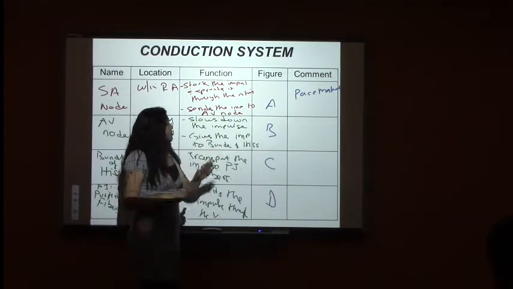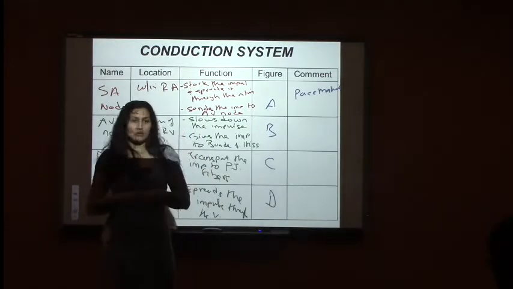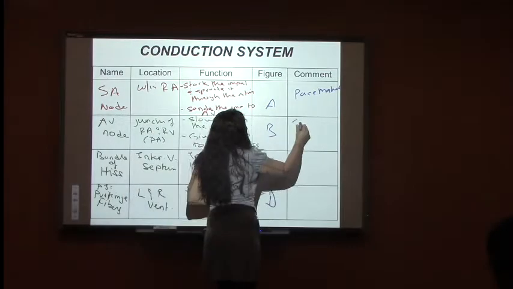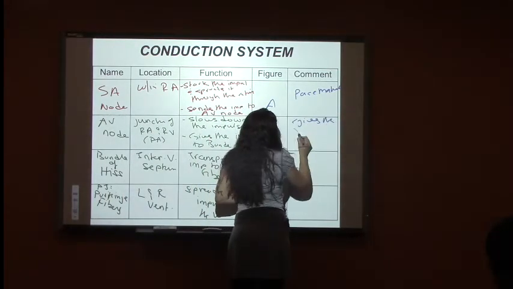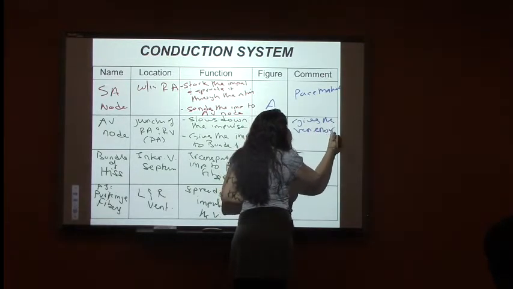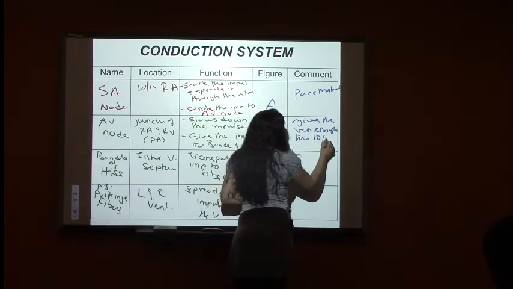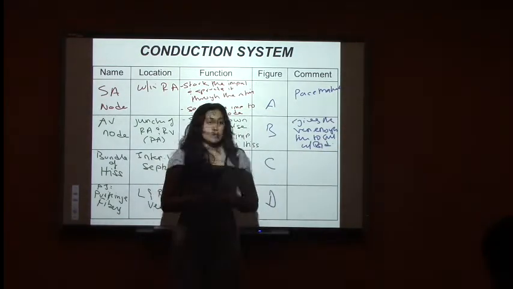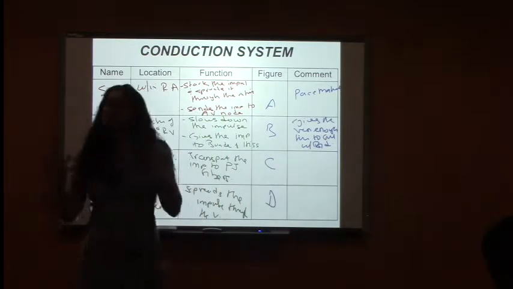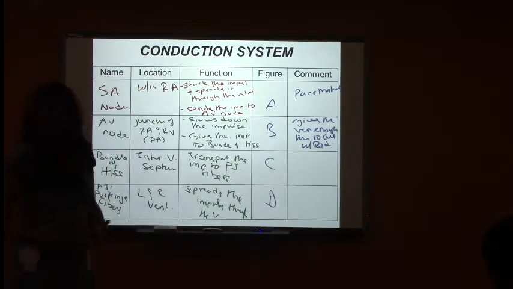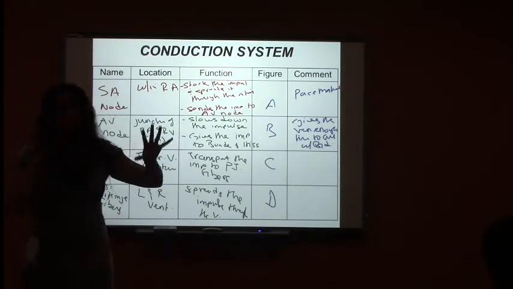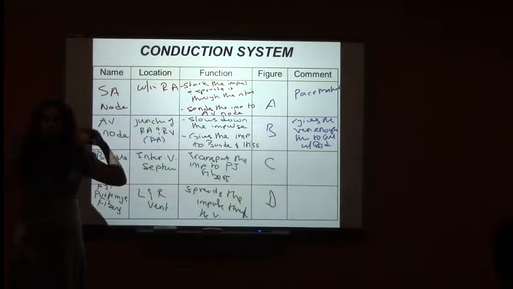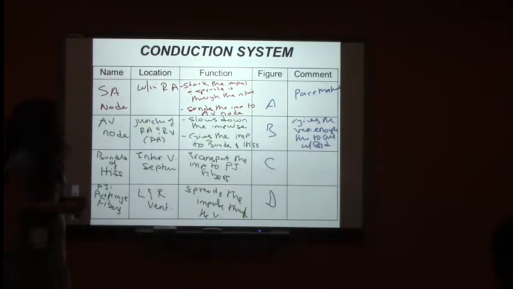AV node, remember I told you, slows down the impulse. Why does it slow it down? Purpose of slowing down impulse: gives the ventricles enough time to fill with blood. The reason the AV node slows down the impulse is so the ventricles have enough time to fill with blood before they start contracting once again. Because when the impulse comes, that chamber or that segment starts contracting. Okay? The impulse causes systole to occur.